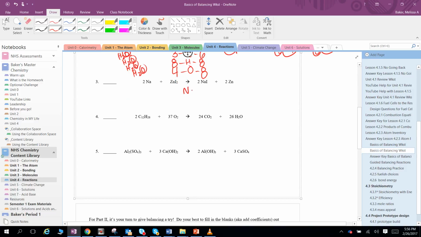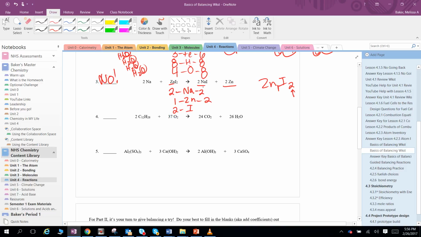Number 3, we've got Na, Zn, and I. We've got 2 Na on the left, and we've got 2 on the right. We've got 1 zinc only on the left. Sometimes people get confused and they think that that 2 is for the zinc also. No, if there's nothing there, it's always a 1. So 1 zinc on the left, and on the right side there are 2 zincs. So already we know this is not balanced.